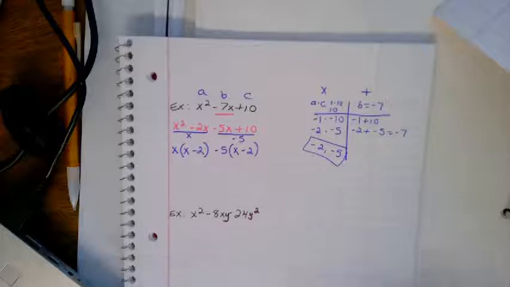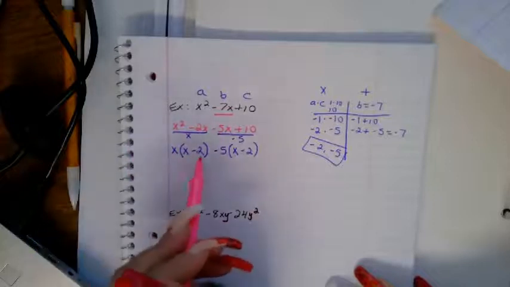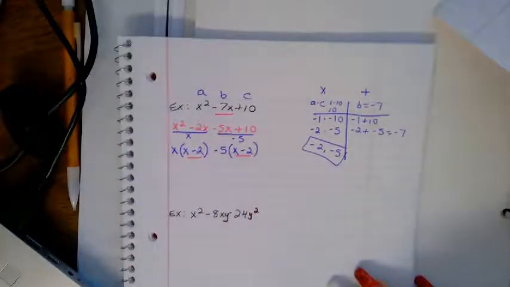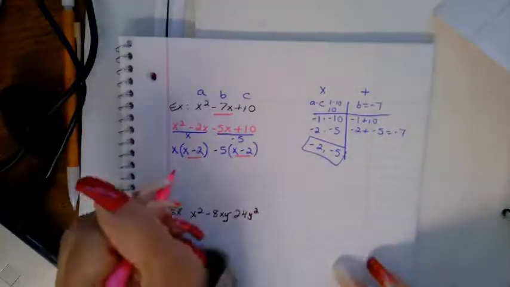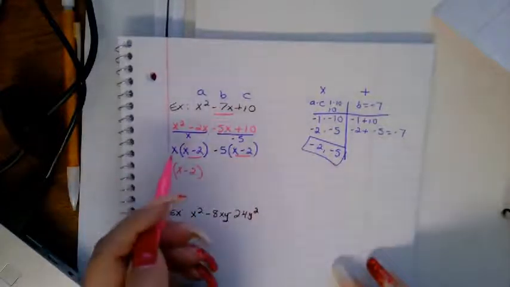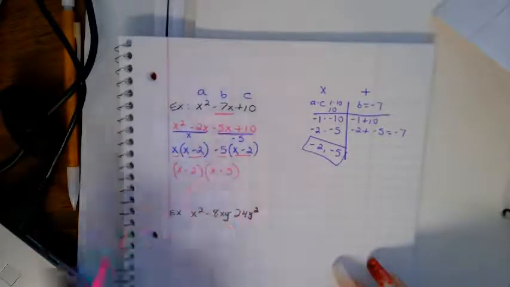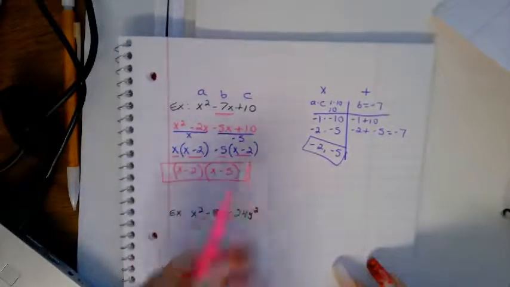Okay, so now we see that what we have in our parentheses is the same. Yay, we're good. We're going to pull that group down here, okay? And then we're left with that x and that negative 5, so that's going to be our second group. So this is our factoring from up there. Make sense? Questions? Down this next one.